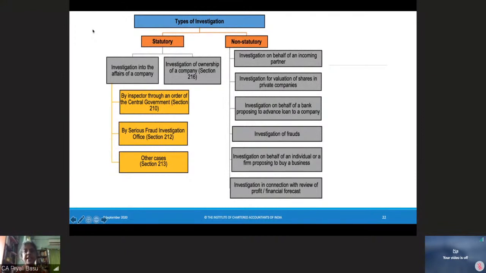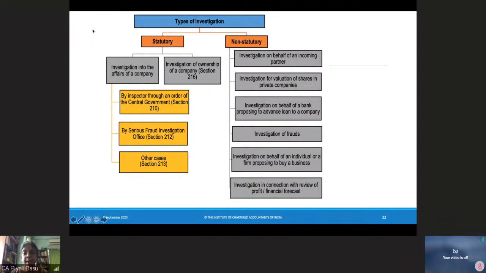We will discuss this. And then there is non-statutory, which can be anything. Investigating on behalf of an incoming partner. Here we are talking of a partnership firm. When a new partner is joining, he wants to know whether the picture he is getting about the firm is good or not, true or not. So he wants to review and investigate, and then only will he decide to join or not. Investigation for valuation of shares in private companies before they go for an IPO or things like that.